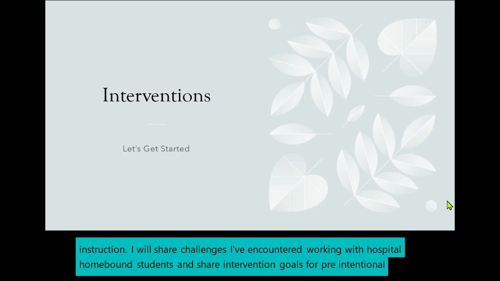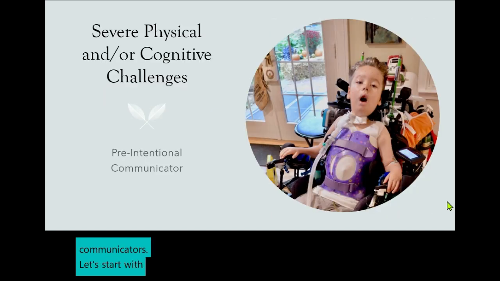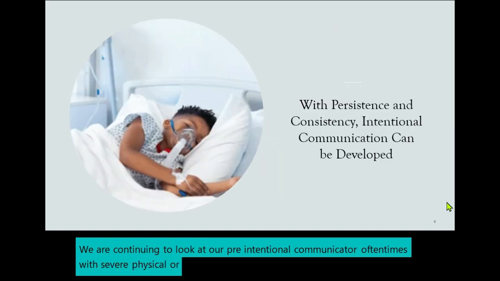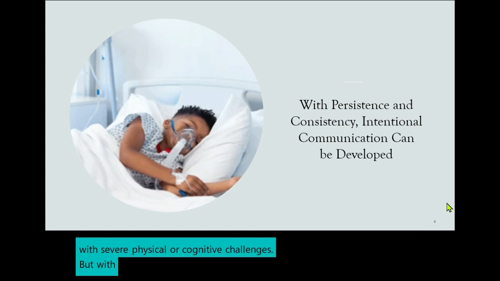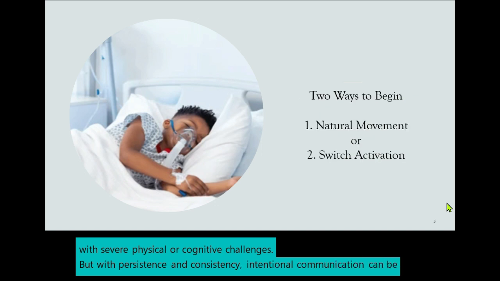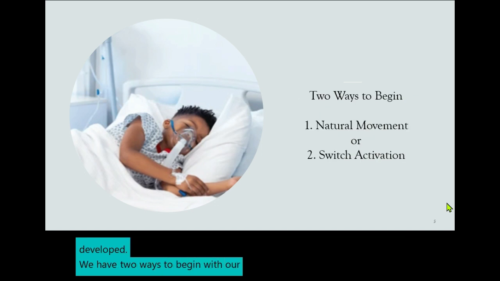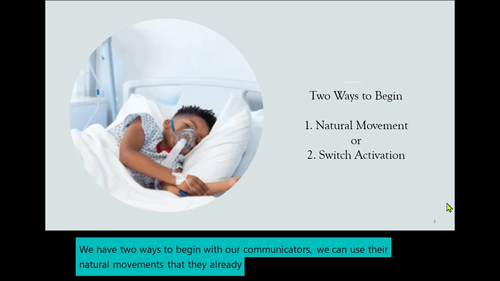Let's start with interventions. We are continuing to look at our pre-intentional communicator, oftentimes with severe physical or cognitive challenges. But with persistence and consistency, intentional communication can be developed. We have two ways to begin with our communicators. We can use their natural movements that they already have, or we can begin to teach switch skills.